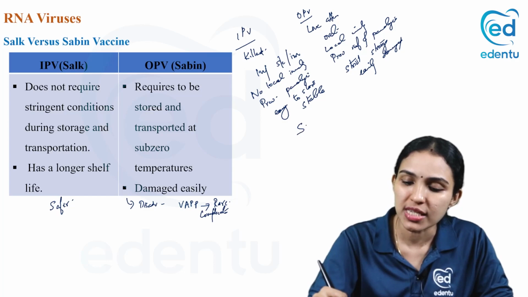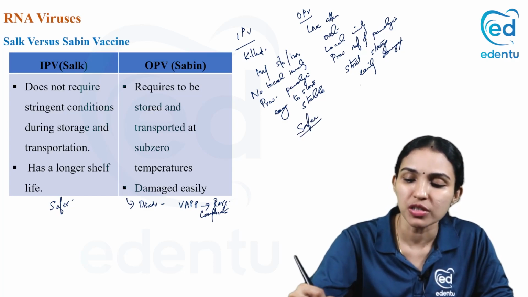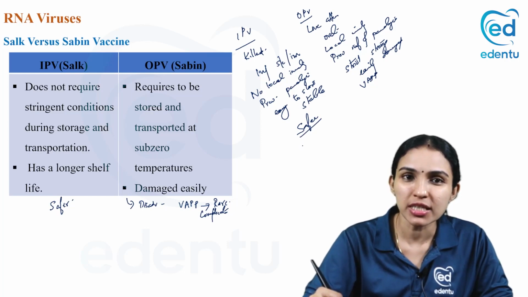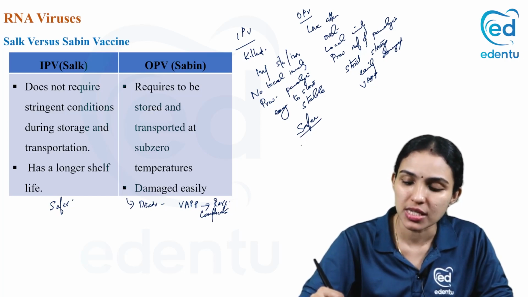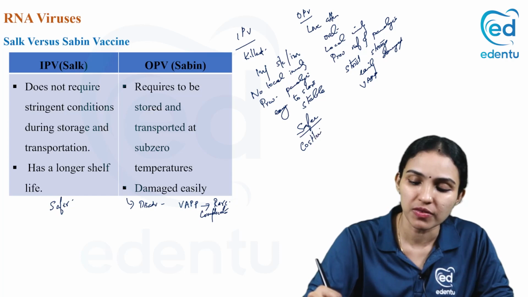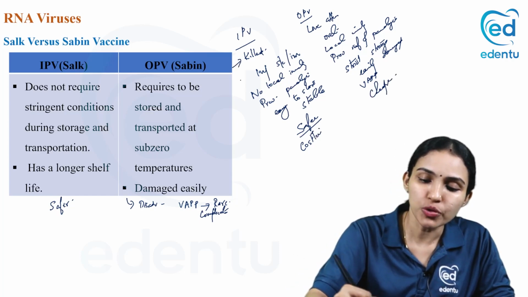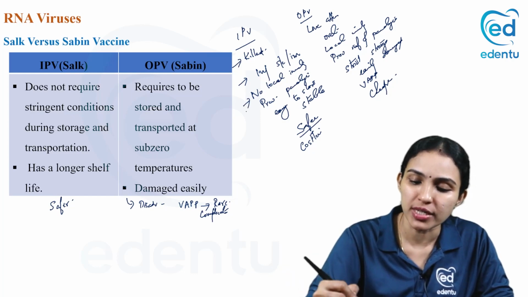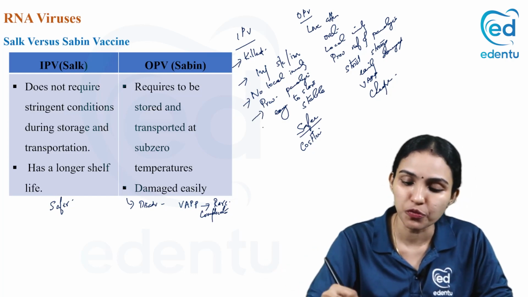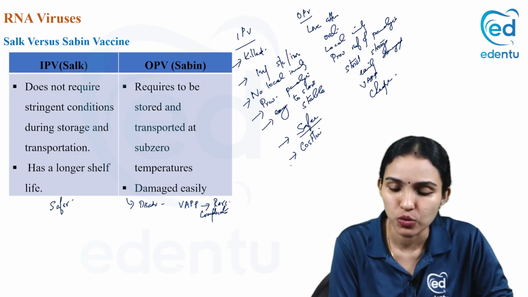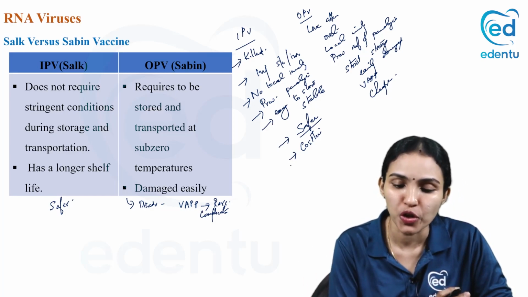And which one is safer? IPV is safer. This one has the risk of VAPP. And if you consider the cost of production, IPV is actually costlier and this is cheaper. So you have to remember 4 or 5 points on the difference between these two, and that will help you in writing for the exam. You can make your own points.